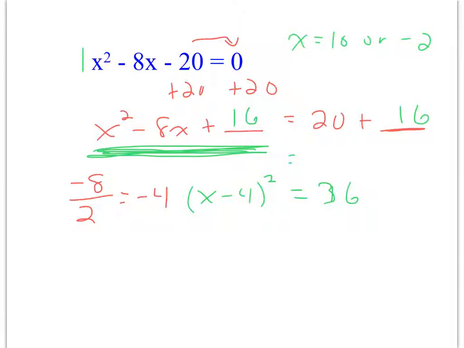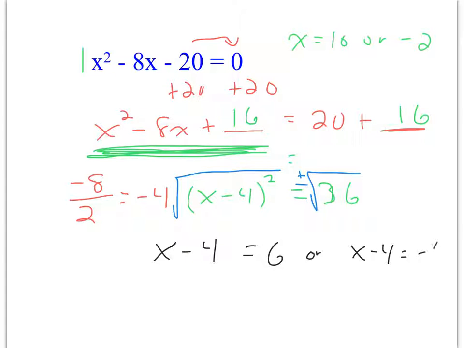Now my next step is to take the square root of both sides. When you take the square root, don't forget our plus or minus. The square root of x minus 4 squared, of course, is x minus 4, and that's equal to plus or minus the square root of 36. The square root of 36 is 6. So x minus 4 is equal to 6, or x minus 4 is equal to neg 6.